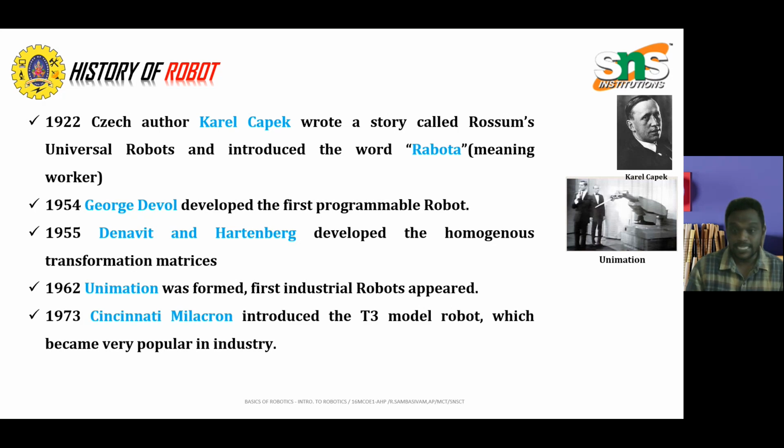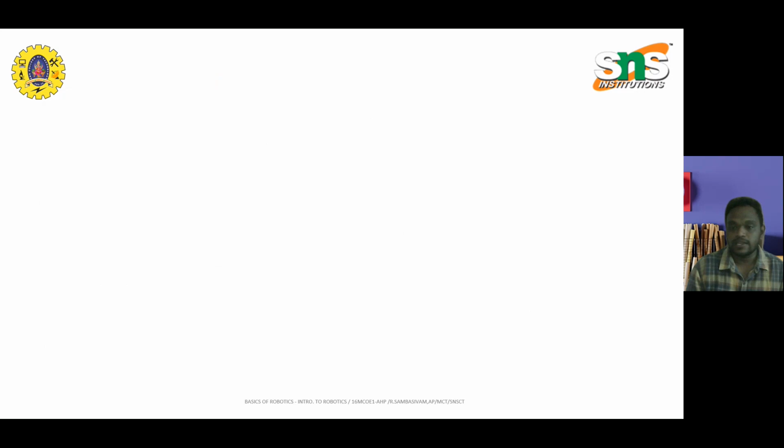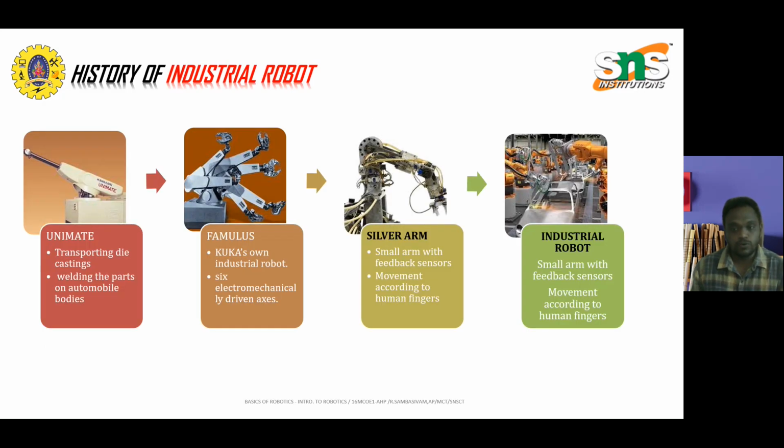Once it was developed, the T3 type robot became very famous in industries. In 1990, Cincinnati Milacron was acquired by ABB, which led to robots being used in industry across a wide range. This is how industrial robots developed. The first ones are Unimate, Fanuc, Silver Arm, and industrial robots. Unimate was normally used for die casting and building automobile parts. Fanuc could do multiple tasks, using six electromechanically driven axes, making it an industrial robot with six axes.